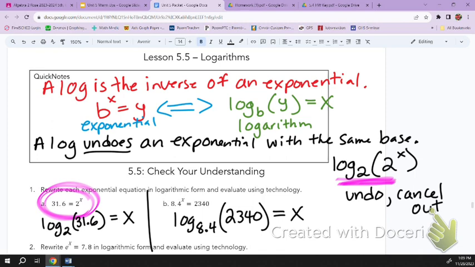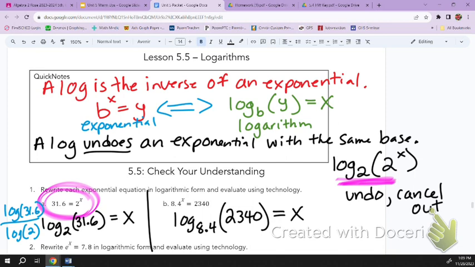Now in your calculators, you don't have a log change base. So if you want to use your calculator, here's what you would type in. To change the base, I might write this in a different color. I'm going to do log of 31.6 divided by the log of the base.